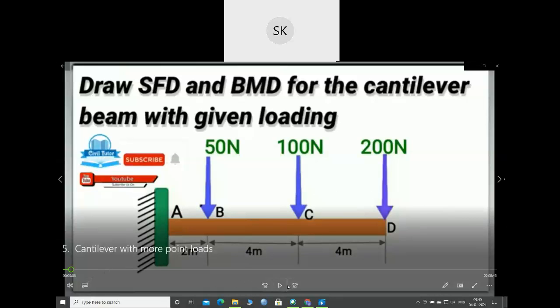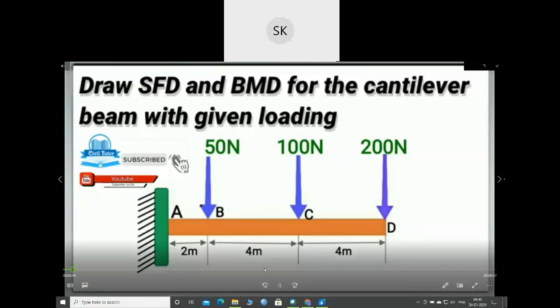Okay. So in this problem, we'll see the same cantilever beam but with three different point loads at different positions. That one was a simple problem; you had one point load at the end of the beam, at the free end. Now let's see a little more complex beam with different point loads. I showed you how to draw the shear force and bending moment diagram.